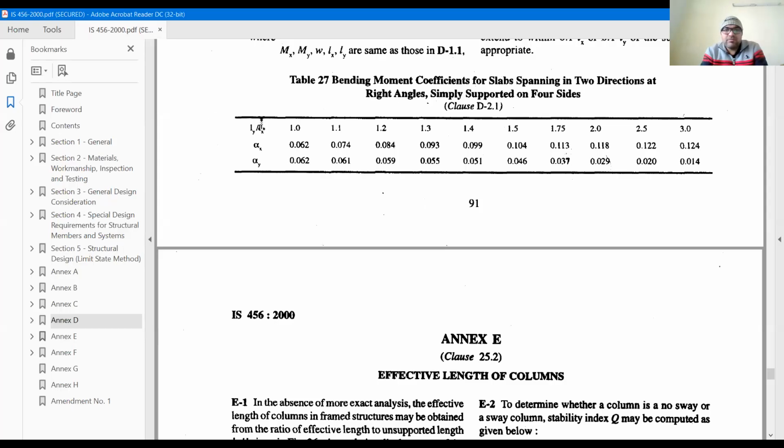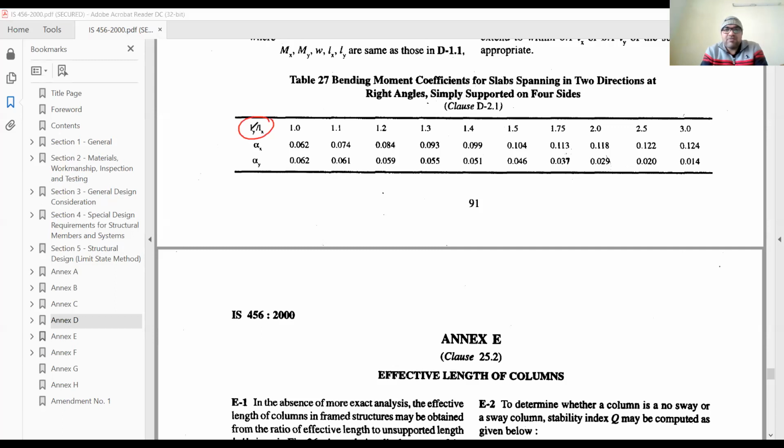So this time, for Ly by Lx, we will calculate alpha y. Now our Ly by Lx value is 1.64, and again it is lying between 1.5 and 1.75. The value of alpha y for 1.5 is 0.046, and for 1.75 it is 0.037. So I'm writing here, for lambda 1.5, alpha y is 0.046, and when it is 1.75, it is 0.037.